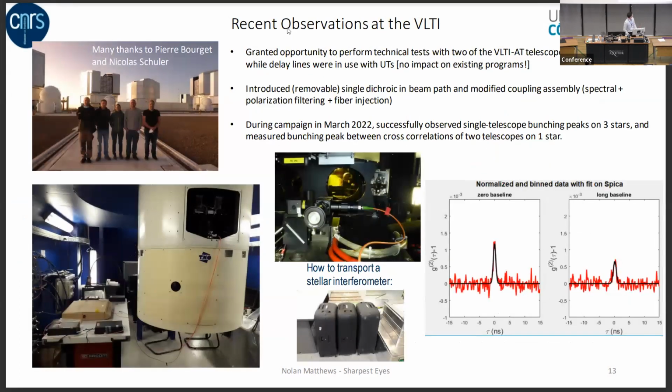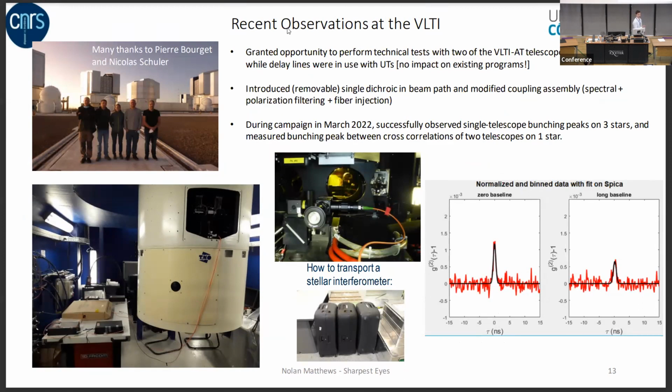And a very exciting recent observation was we were granted the opportunity to perform technical tests with 2 of the VLTI AT telescopes while they were at their maintenance stations, separated by 49-meter baselines. This occurred while the delay lines were in use for the UTs. And so the main idea is that there's really no impact on ongoing programs. And it's really key for us.